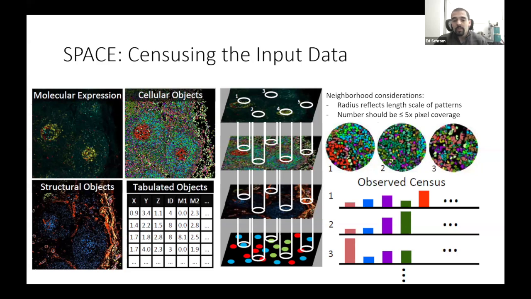And of course, you're welcome to use a variety of different neighborhood sizes if you don't know what length scale you're interested in looking at. And something I didn't show here, but that is a feature of space, is you can look at how the results change as a function of the size of these neighborhoods.